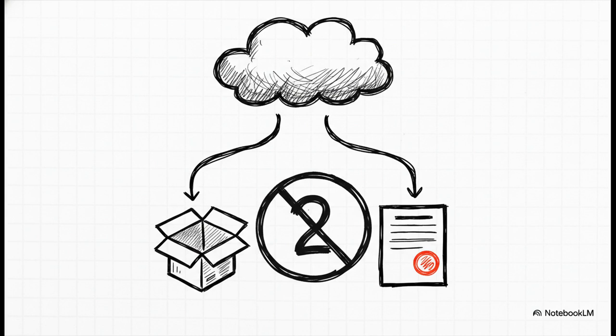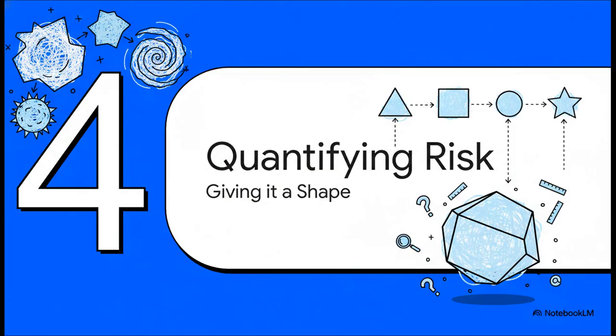You can't count both as separate risks. Okay, let's move on to phase 2, quantifying. We've got our big list of risks. Now we have to turn those descriptions into something we can actually measure. And this is where things get really cool, because this is where we literally give risk a shape.